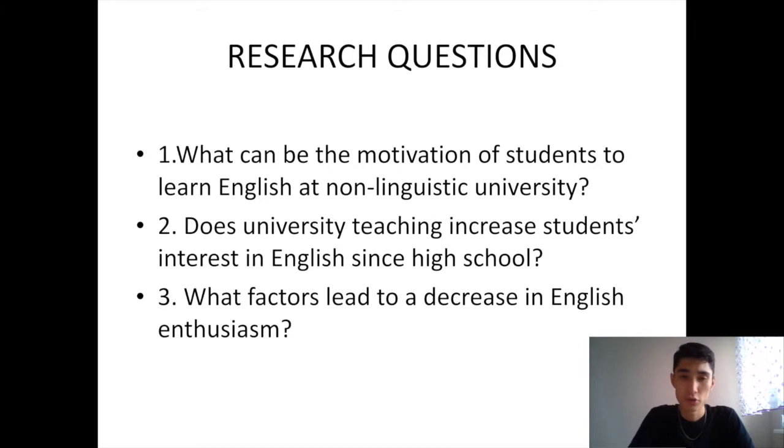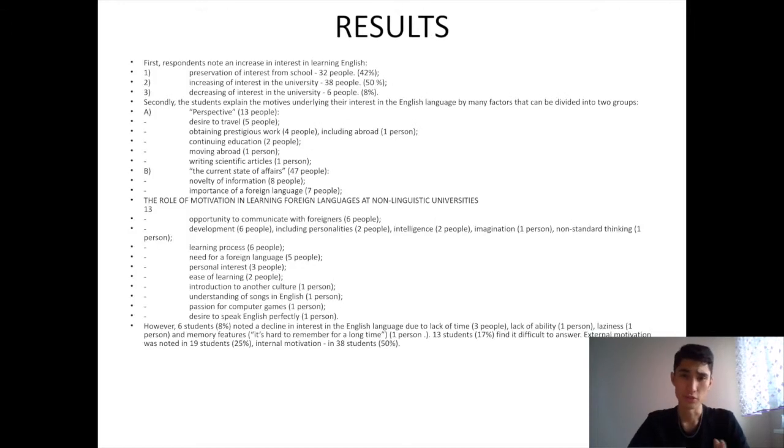The research questions. The first research question is, what can be the motivation of students to learn English at non-linguistic university? The second is, does university teaching increase students' interest in English since high school? And the third is, what factors lead to a decrease in English enthusiasm? Here you can see the results of the questionnaire.